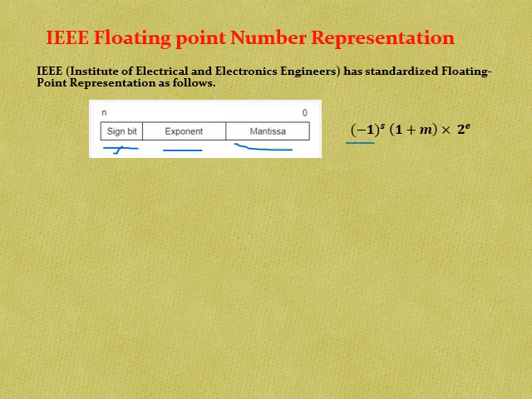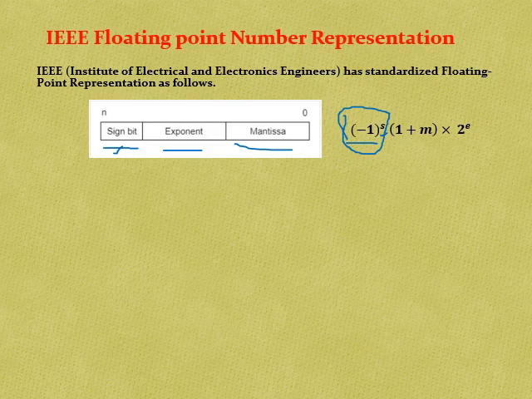This is -1 to the power s. Here s represents whether it is a positive number or a negative number. If s is equal to 0, then -1 to the power 0 is nothing but 1, which means it is a positive number. If s is equal to 1, then ultimately the result is -1, which means the whole number is negative.